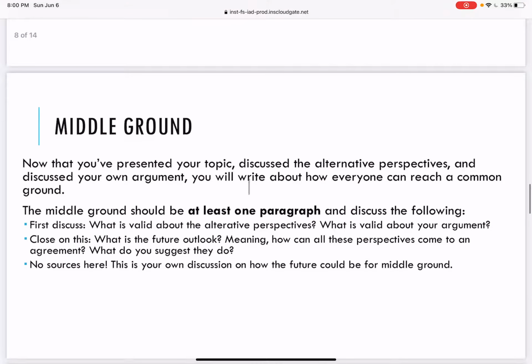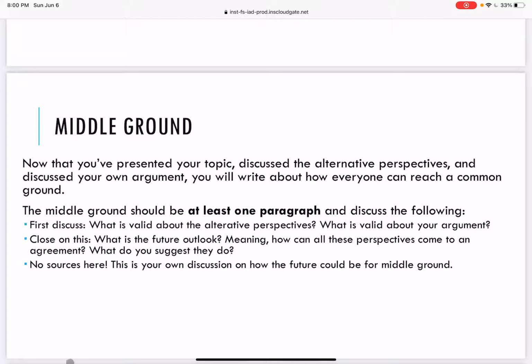So after your argument, you need to get to the most important part of the actual Rogerian structure. Now that you've presented your topic, you've discussed alternative perspectives, and you've discussed your own argument, you now need to say, this is how we all need to come together, because everybody's arguing, so how can we bridge these gaps and come together in the future for this? So this is called the middle ground.